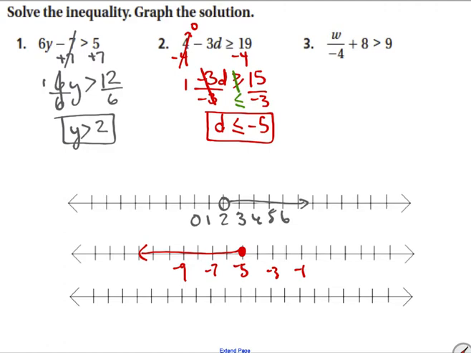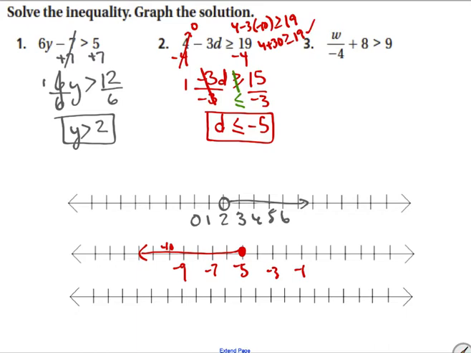Because I switched the sign on this one, it would be a good idea for me to double check a solution. Let me try negative 10. 4 minus 3 times negative 10 greater than or equal to 19. Negative 3 times negative 10 is 30. This is 4 plus 30, which is 34. 34 is bigger than 19. It looks like I got my arrow going the right way.